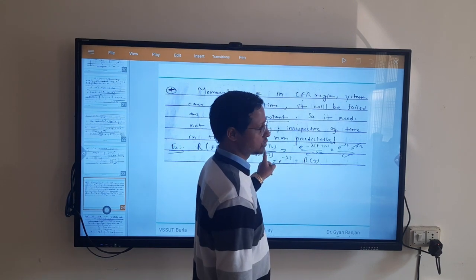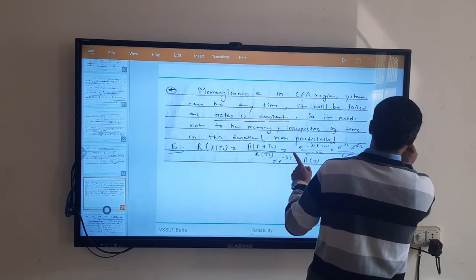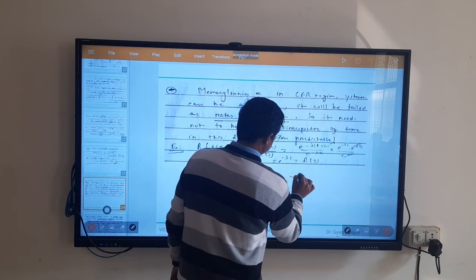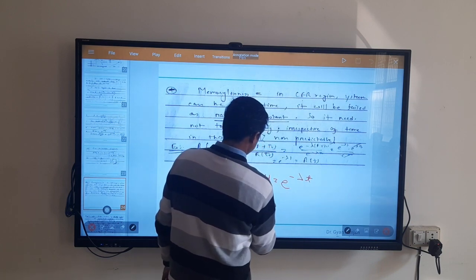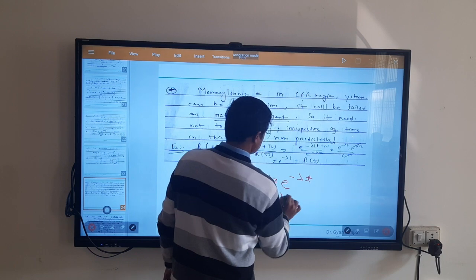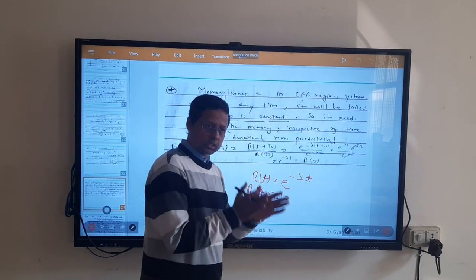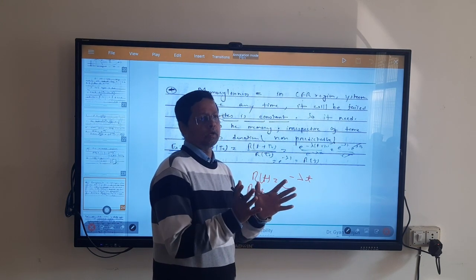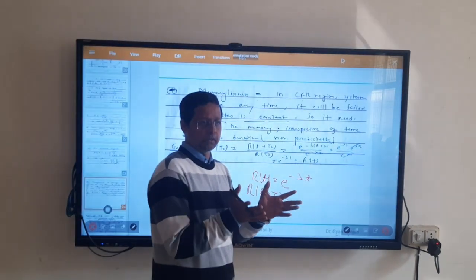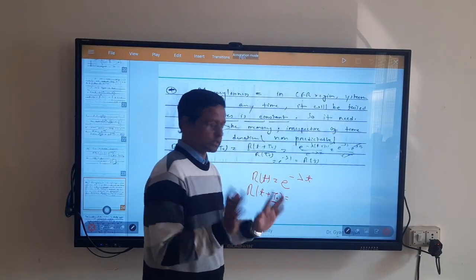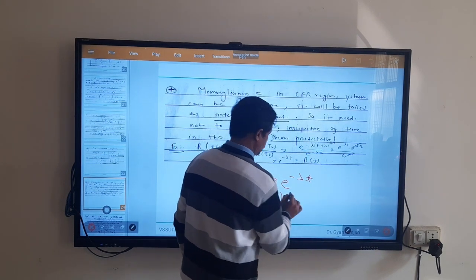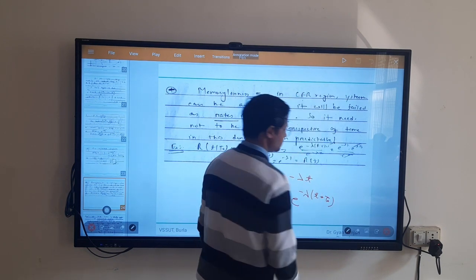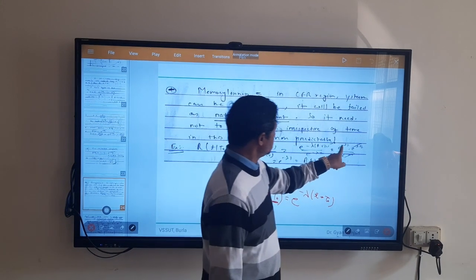Earlier R of t is e raised to minus lambda t, isn't it? What was my R(t)? e raised to minus lambda t. So if I write the equation for t plus t0, remember this t0 is a constant, because the duration is finite. So I can treat it as a constant, because my sampling duration is also fixed. I know my sampling duration, whether it is millisecond, microsecond, 10 millisecond, but once it is fixed, I can treat it as a constant. That is independent. So can I write this as e raised to minus lambda (t plus t0)? Yes or no?